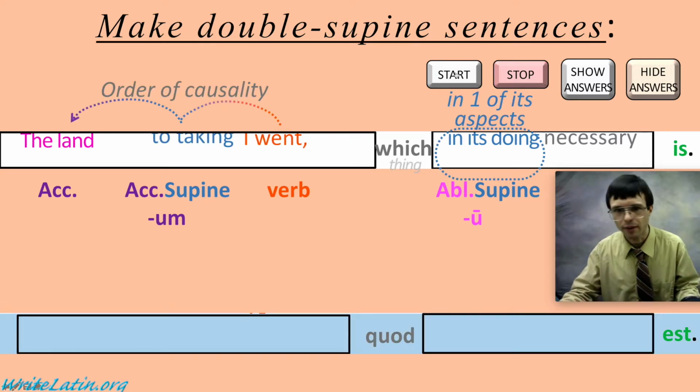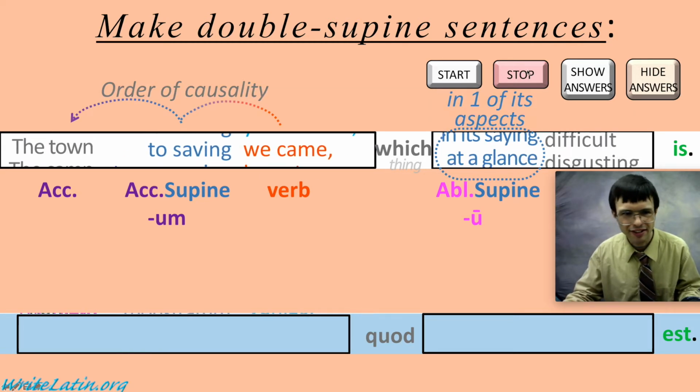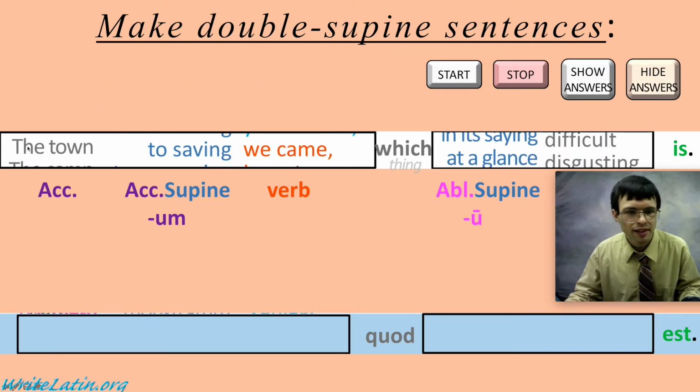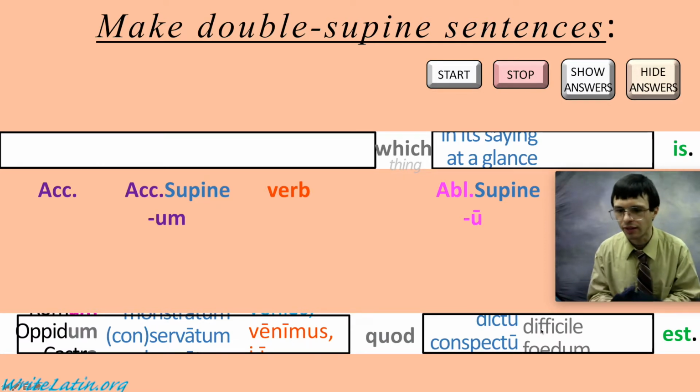All right, so let's try a couple. Start it, stop it. Try to get it right in the center, like there. The town to saving we came, which thing at a glance difficult is. So, oppidum servatum venimus, quod conspectu difficile est. Yeah, that's pretty good. So hopefully you can get it about that fast.